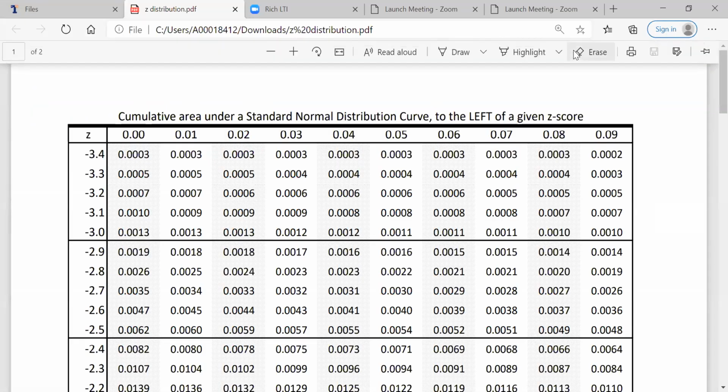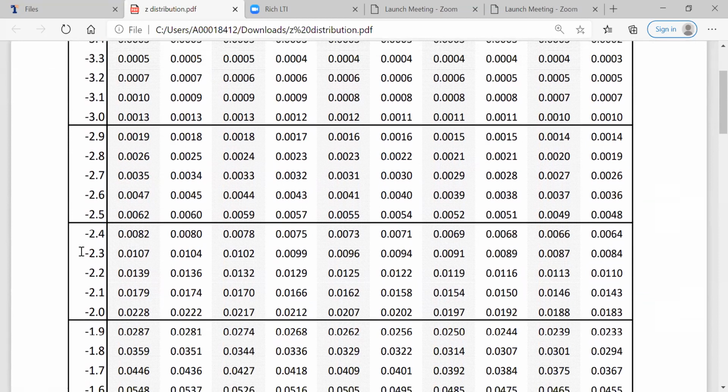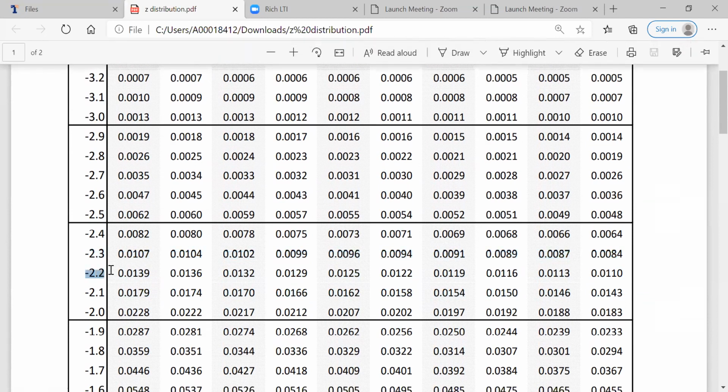All right, so here we are at the top. 0.130. Let's scroll down the left column. Looks like we're going to be in this neighborhood here, 0.130. So let's see, it's not in the top, it's not in the negative 2.3 row. Those are all too small. And as we go across the negative 2.2 row, here's one that's close, 0.0139, 0136, 0132, 0129. Number that we're looking for is not here.